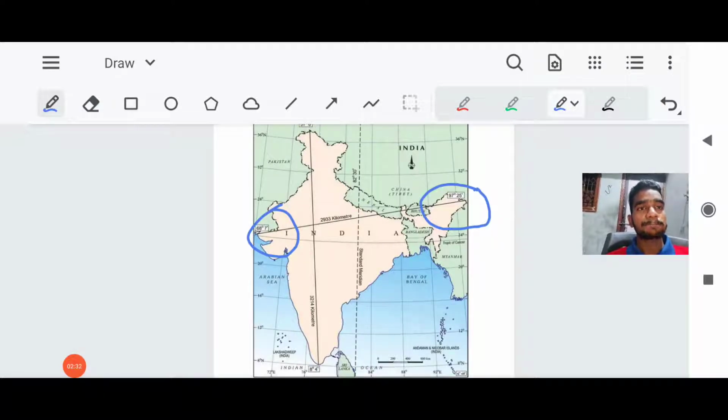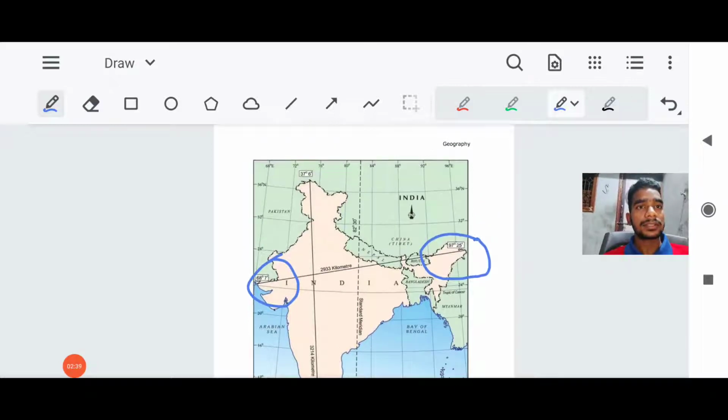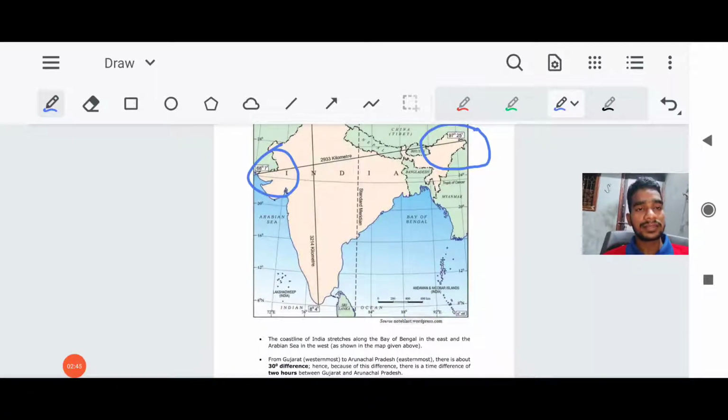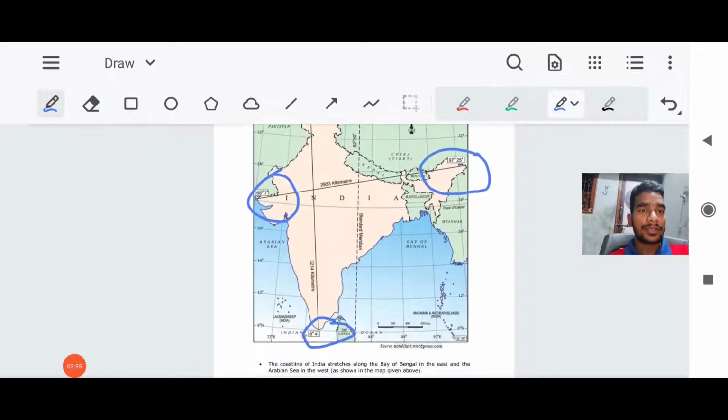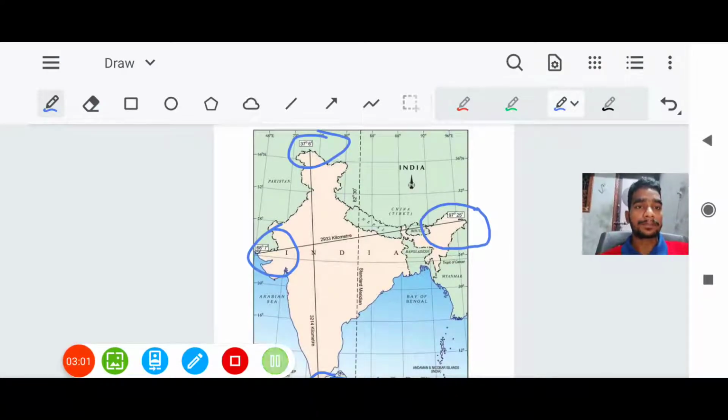Similarly, if you have a close look, you can see that this is the 37 degree 6 minutes from Jammu and Kashmir, and the last part, the downmost part, is Kanyakumari, 8 degree 4 minutes north. So these are the four extreme points of India, the foremost points of India.